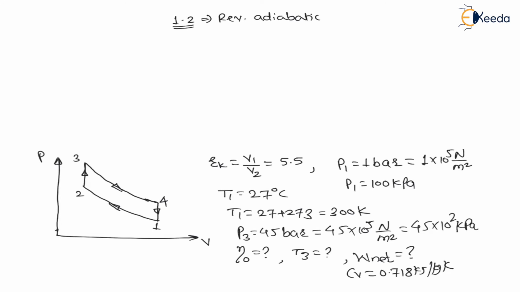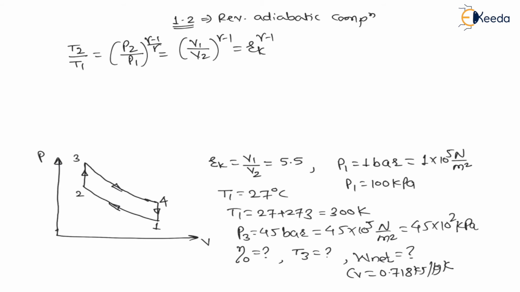Reversible adiabatic compression, also called isentropic compression, that is, entropy is constant. For this process we can write T2 divided by T1 is equal to P2 divided by P1 raised to gamma minus 1 upon gamma, is equal to V1 divided by V2 raised to gamma minus 1, and V1 divided by V2 is rk, the compression ratio, raised to gamma minus 1. Therefore put the values. Compression ratio is 5.5 raised to gamma, which is 1.4, minus 1, right?